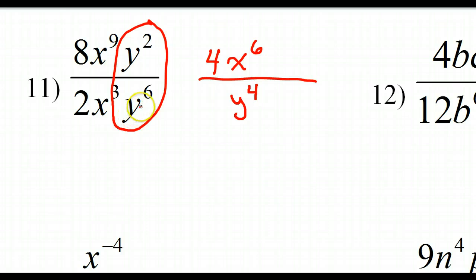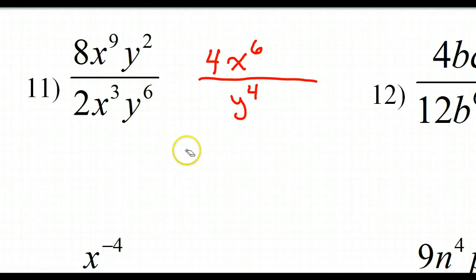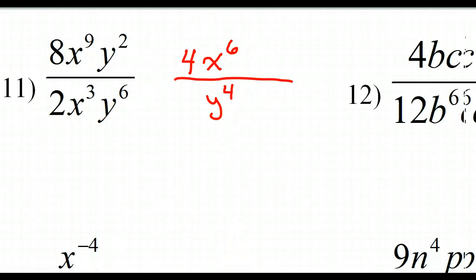Again, if you think of it as canceling out, it will be obvious to you that the y's that are left will be on the bottom, because that's where there are more. That's where the extra y's will be left over. Okay? So that's it. That's how you do number 11.